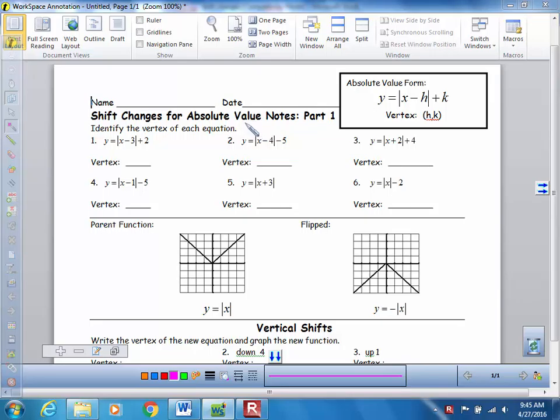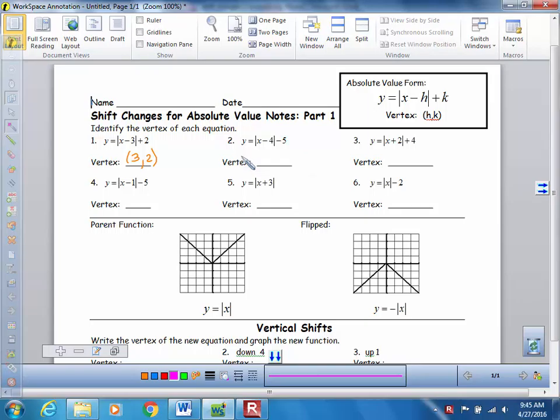We did parabolas yesterday. Okay? So it works basically the same as what we did yesterday. If I'm looking for my vertex, my x is going to be the opposite of what's here. So this would be 3, comma, and then my y is what's outside, 2. Okay?